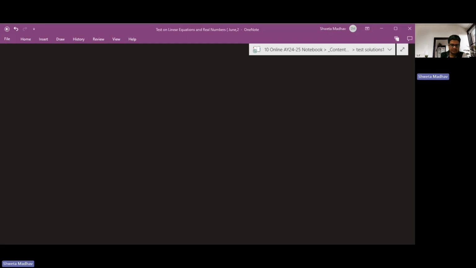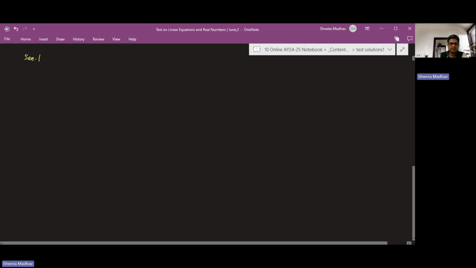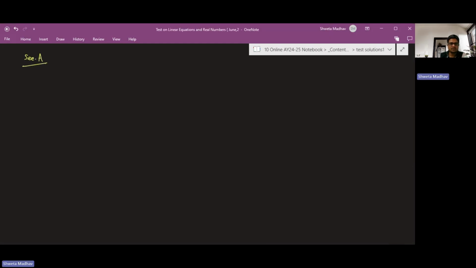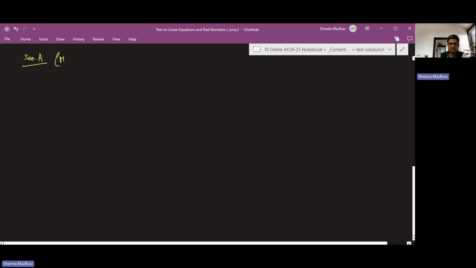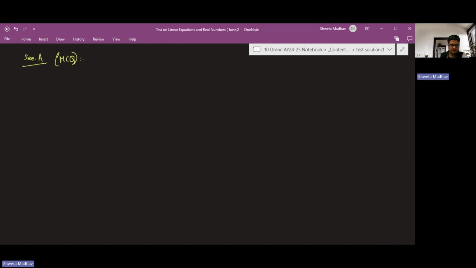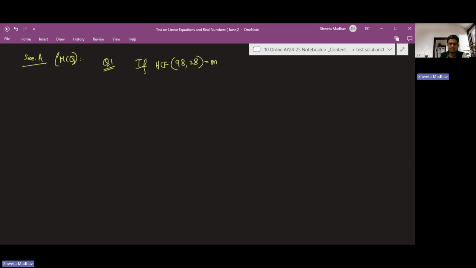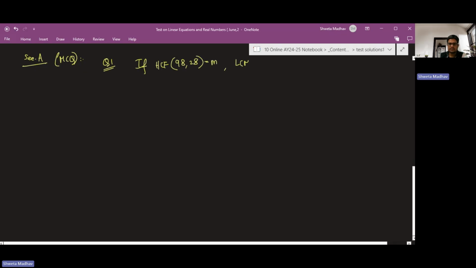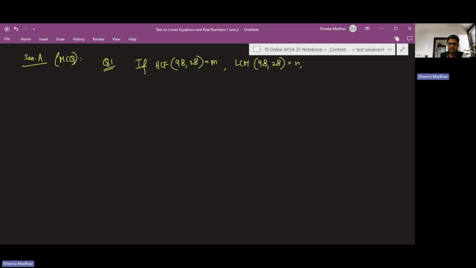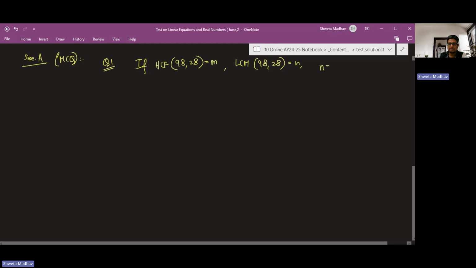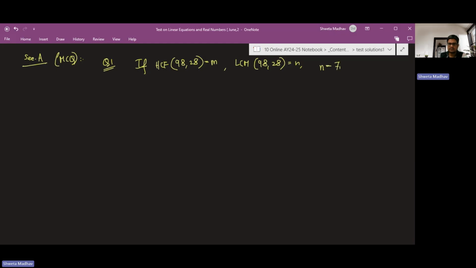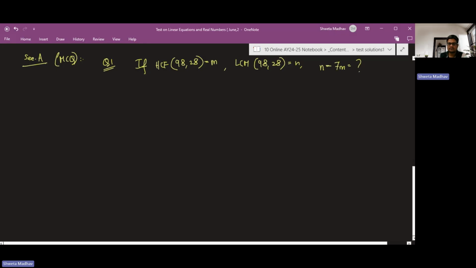So here, section A, which is 1 mark each, is of MCQ type. In question number 1, it has been told that if the HCF of 98 and 28 is equal to m, and the LCM of 98 and 28 is equal to n, then the value of n minus 7m is equal to how much?